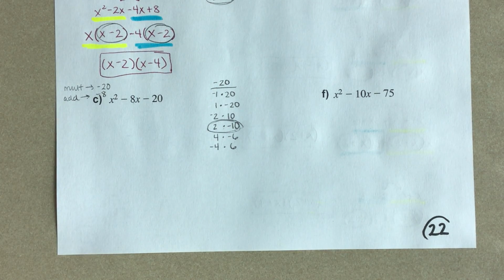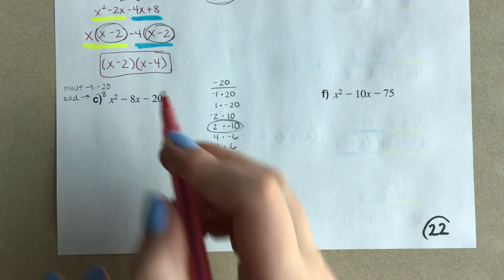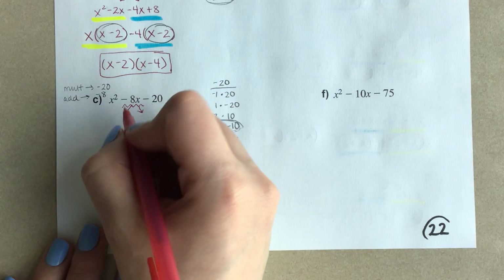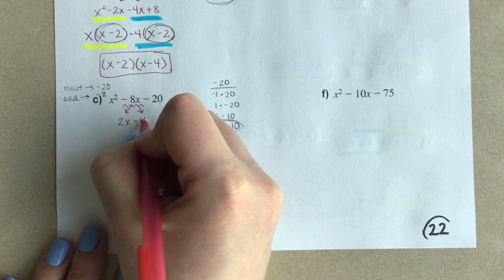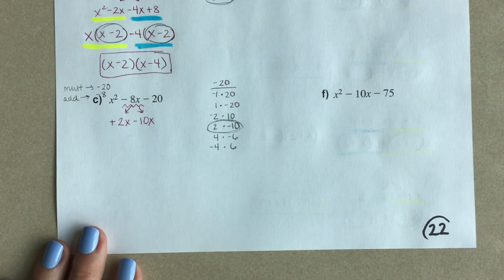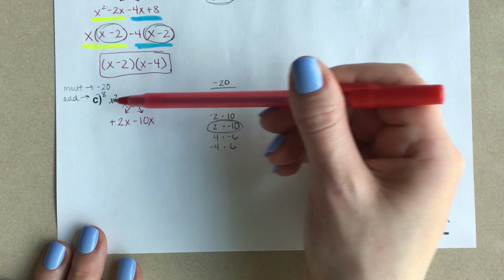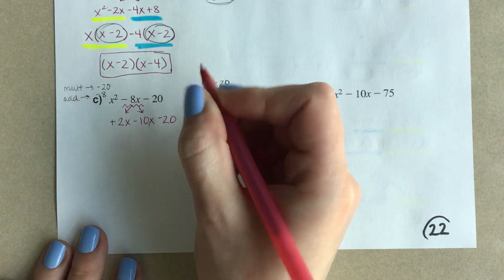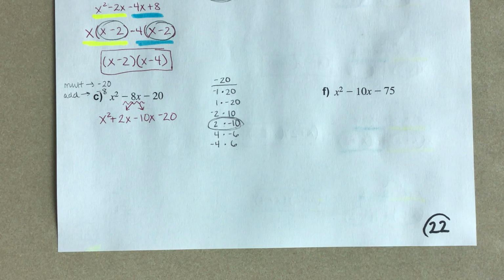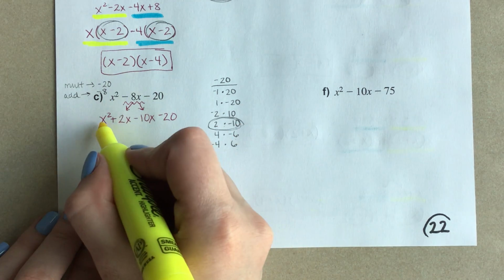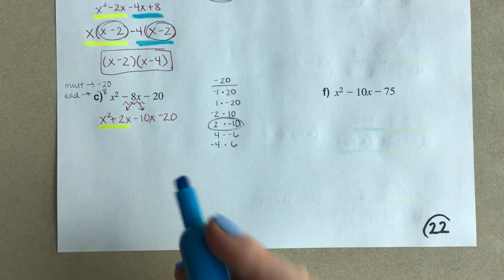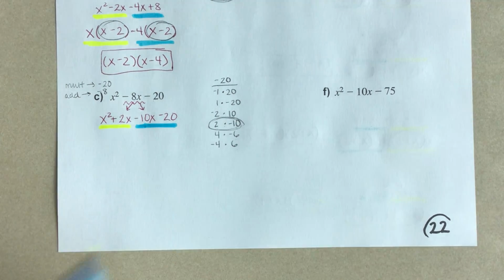All right, so I'm going to use that magic pairing to rewrite this middle term. That negative 8x is now becoming 2x minus 10x. In particular, a positive 2x. But we want to carry down that minus 20 and that x squared. And now everything is like what we've been doing before. We're going to factor out the GCF from the first and second halves and then rewrite.